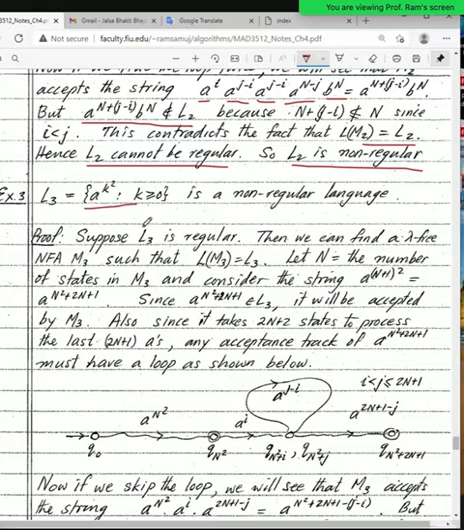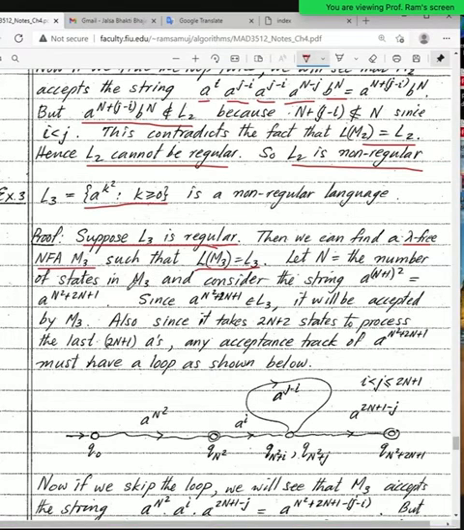Now, what is this? This is like a to the 0, a to the 1, a to the 4, a to the 9, a to the 16. So you're thinking, suppose L3 is regular. Then we can find a lambda-free NFA M3 such that L of M3 is equal to L3. So you are finding a machine to do this job, because you assume it's regular. And of course, I'll get a contradiction. Let n be the number of states. Okay, so always you say n.